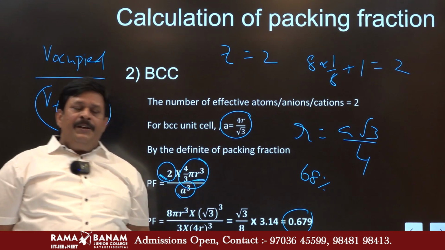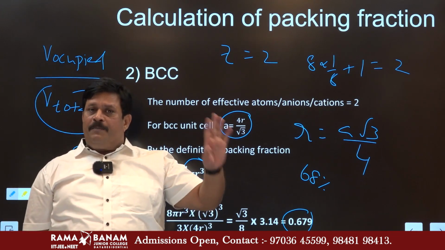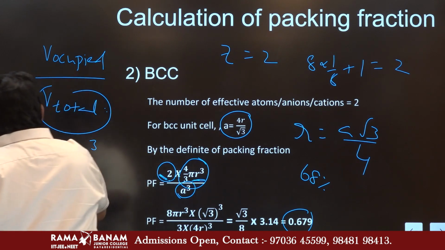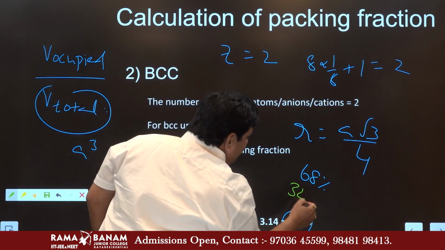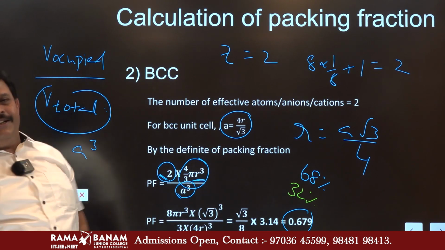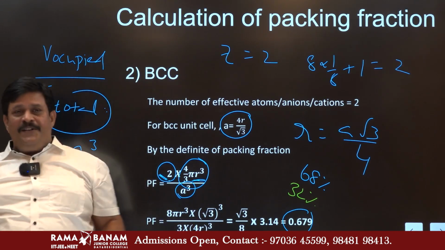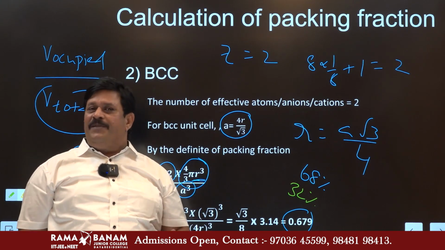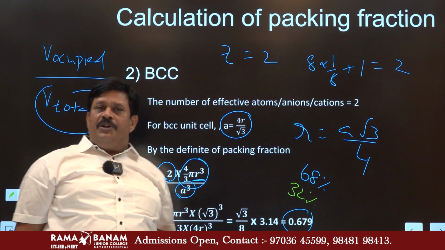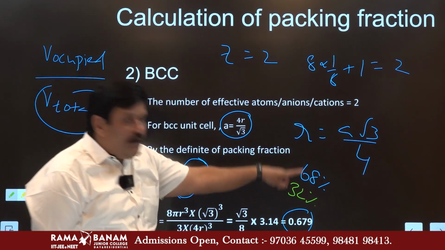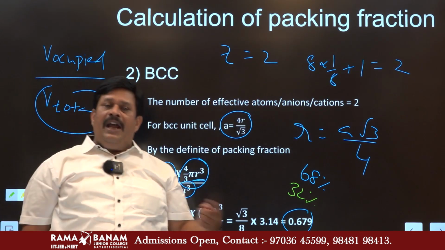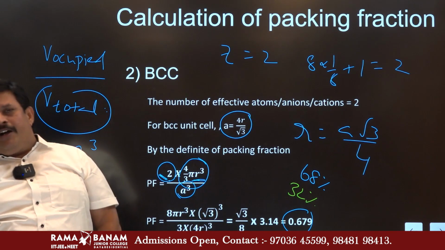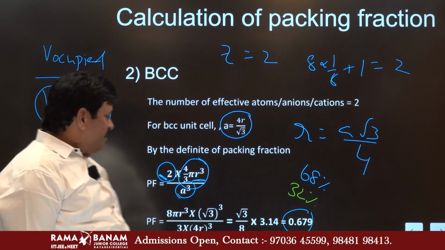What does it mean? 68% of the space is occupied by the particles. Then what is the vacant space? 32% is vacant space in BCC. So among simple cube, FCC and BCC, the maximum space is occupied by the FCC, 74%, and next to FCC, space occupied is more in BCC, which is 68%, and next to BCC only simple cube, which is 52%. So this is the calculation of packing fraction, students.